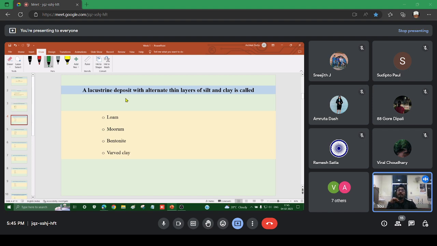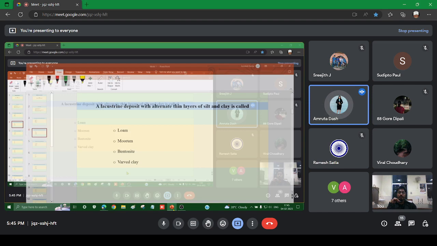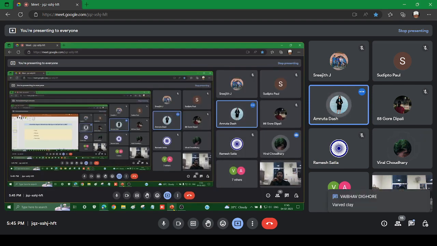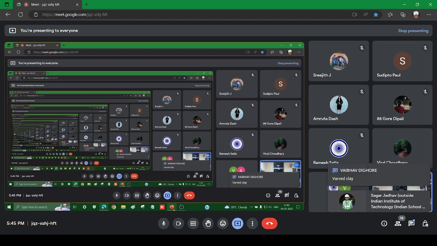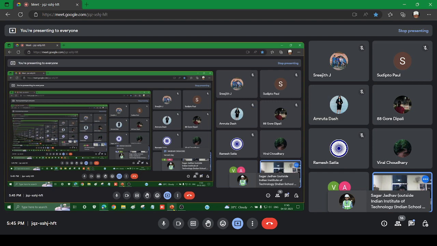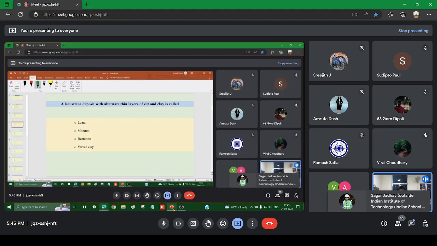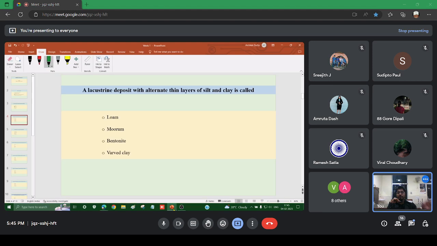Now this is the third question, I believe. A lacustrine deposit with alternate thin layers of silt and clay is called. Warp clay. Yes, now Vaibhav gave the correct answer. Warped clay. Anyone else who thinks it is some other answer than warped clay?